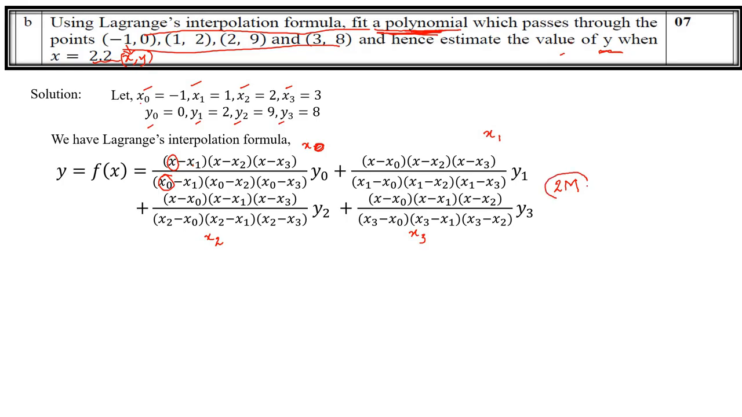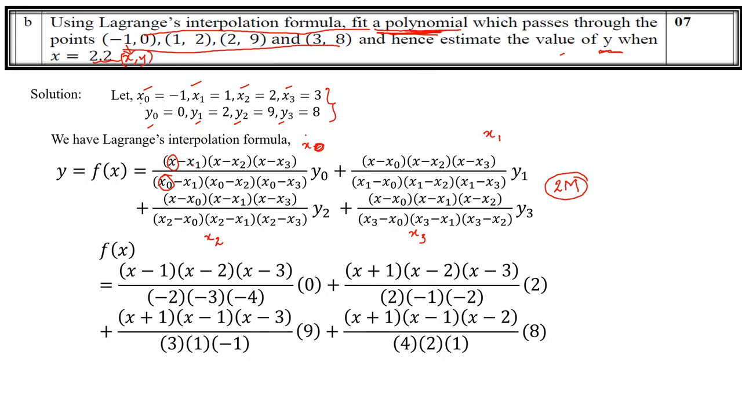The minimum weightage for this formula is 2 marks. Minimum marks for the formula is 2. Now we have already listed out all the values. Just substitute. As they have asked for a polynomial, you should keep x as x itself. If instead of asking for a polynomial they ask directly to find the value of y at 2.2, you can directly substitute 2.2 here itself. So after substitution I got this value.